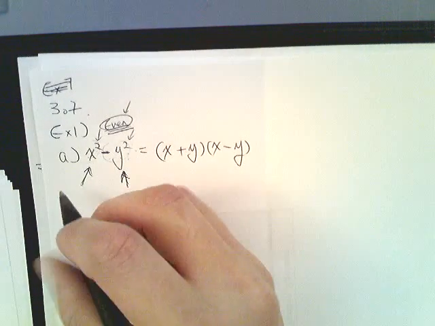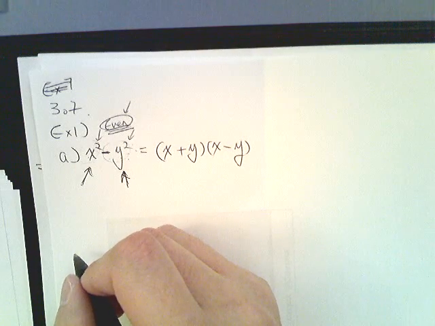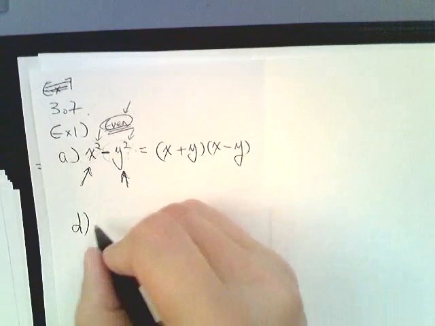Okay, now B and C, I'm just gonna move on. I'm just gonna skip it. I believe you can do this on your own. Let's do something a bit bigger. So I will skip to D.